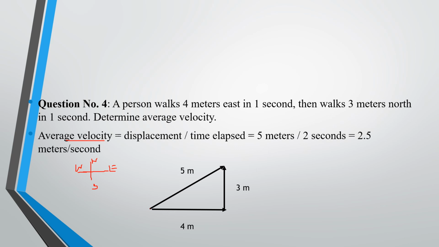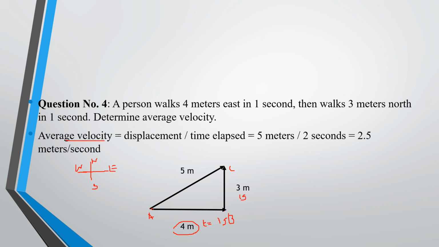A person walks 4 meters east in 1 second. So he started from this point as the initial position, and he ended at this point. So we can take this as A, and this as B, and he ends at this point C, right? So they have clearly given 4 meter he takes from point A to B, and it takes the time of 1 second. And at this point, he is moving from east to north direction. Then time also taken is 1 second from B to C.